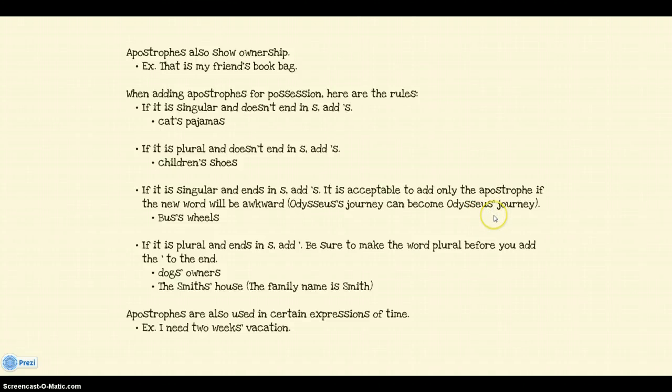Like, you know, we still pronounce that extra S, but you don't need to double up on the S's right here, so you can just drop it. Or like the bus's wheels, you could just put an apostrophe. Or if it's plural and it ends in S, you would just add an apostrophe. But be sure to make the word plural before you add the apostrophe. Like dogs' owners, there are many dogs and they have some owners. Or like the Smiths' house, the family name is Smith, the Smiths live there, the Smiths own the house. Or we also use apostrophes for certain expressions of time, like I need 2 weeks' vacation. So that's another usage of the apostrophe.